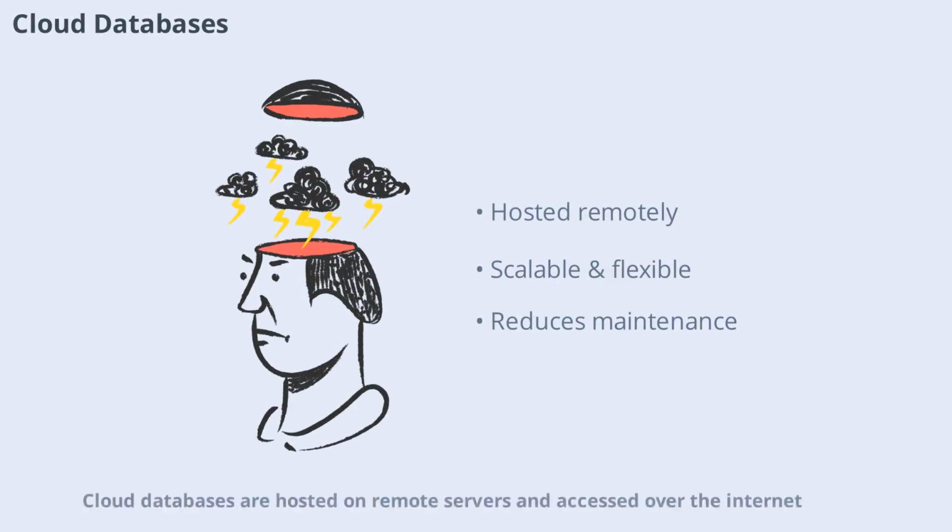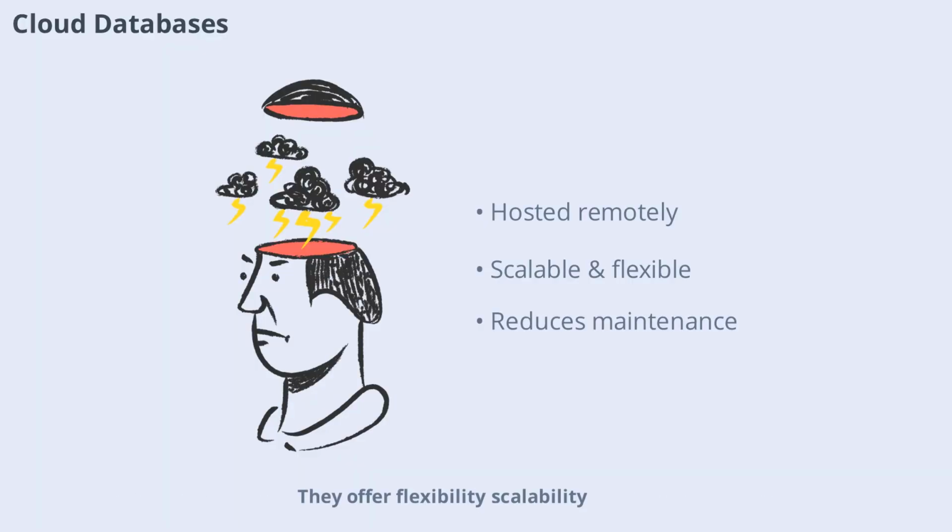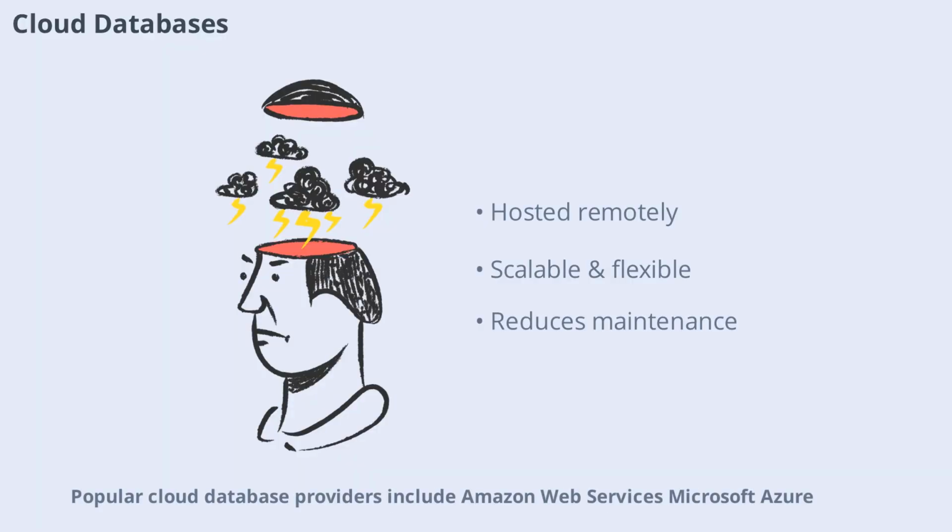Cloud databases are hosted on remote servers and accessed over the internet. They offer flexibility, scalability, and reduced maintenance compared to traditional on-premises databases. Popular cloud database providers include Amazon Web Services, Microsoft Azure, and Google Cloud. Cloud databases are ideal for businesses looking to scale quickly and minimize infrastructure costs.